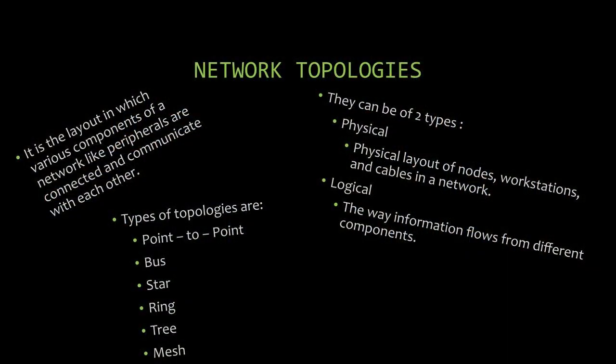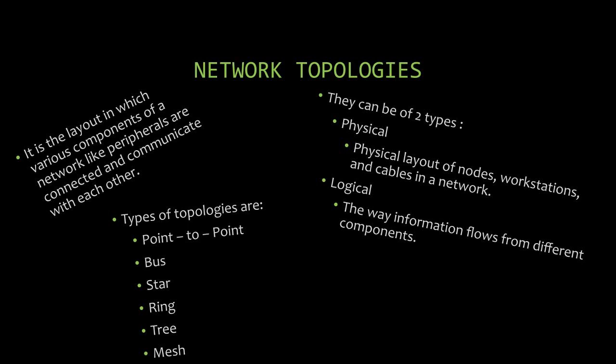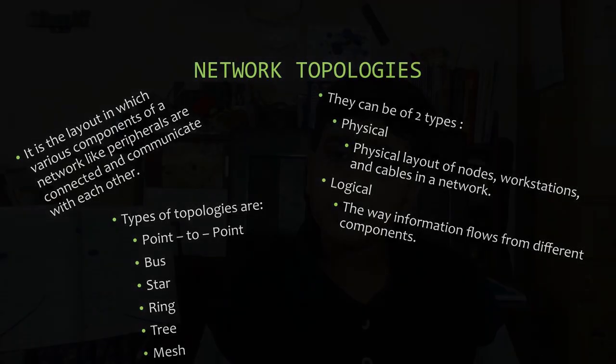Networking topologies. It is the layout in which various components of a network like peripherals are connected and communicate with each other. They can be of two types: physical, the layout of nodes, workstations and cables in a network; and logical, the way information flows between different components. The types of topologies are point-to-point, bus, star, ring, mesh and tree.